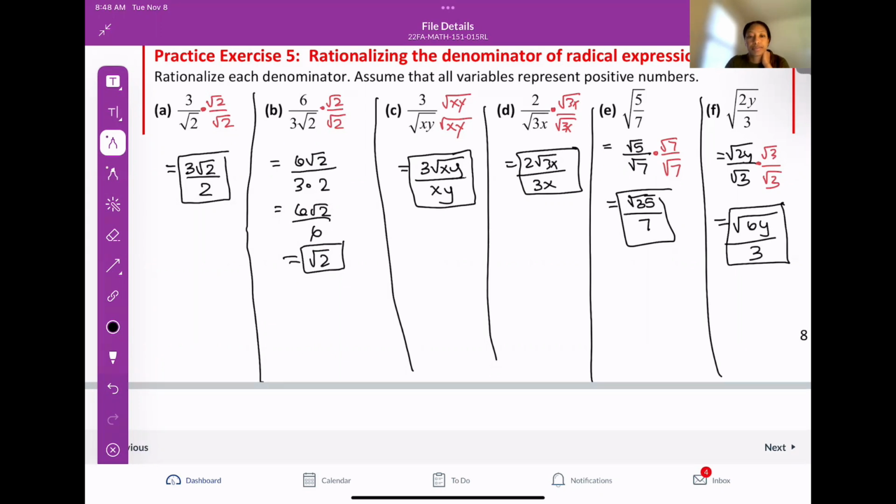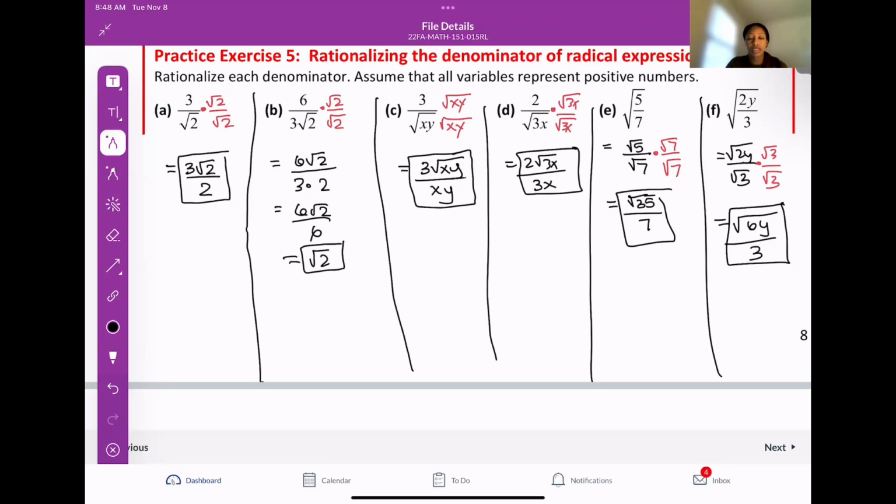So again, this is rationalizing our denominator when we have just one nice radical in our denominator. If you have one radical term in your denominator to rationalize, you multiply by that exact radical term in the numerator and denominator, and then simplify.